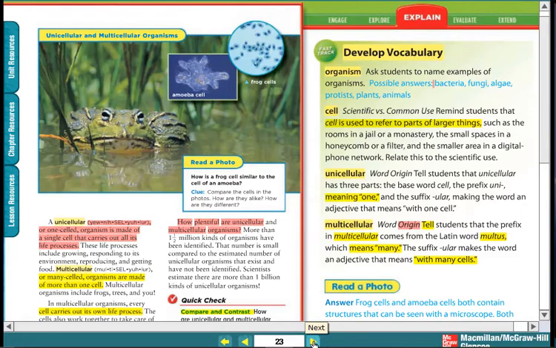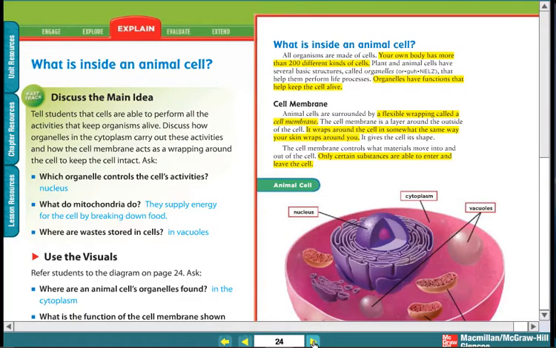Now we are going to page 24. What's inside an animal cell? We know all organisms are made of cells. For example, your own body has more than 200 different kinds of cells, and plant and animal cells have several basic structures. We call these organelles, that help them perform life processes. This means organelles have functions that help the cell to keep alive.